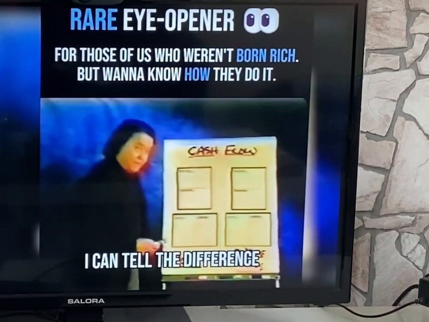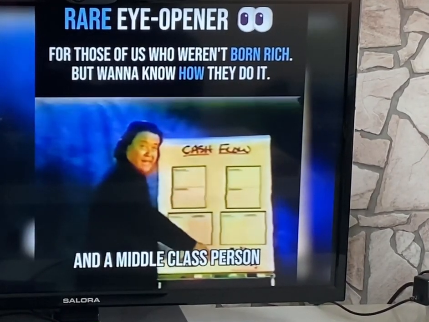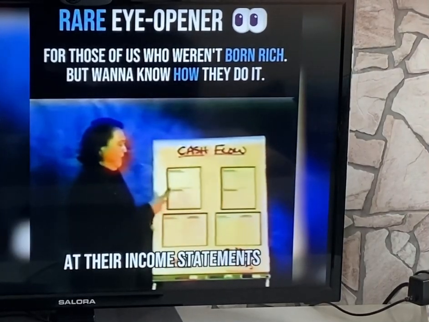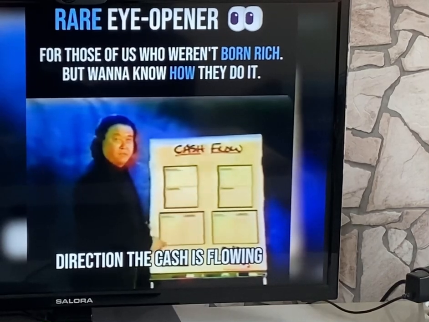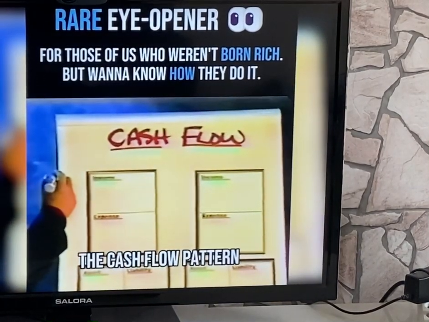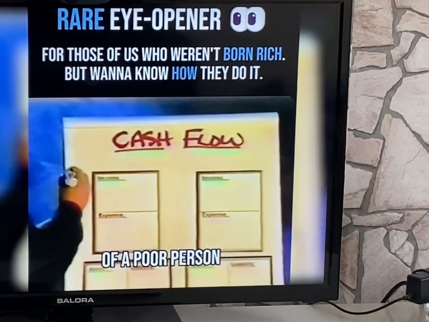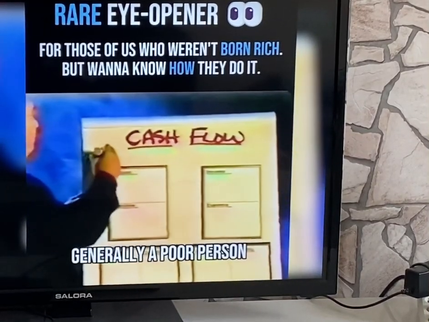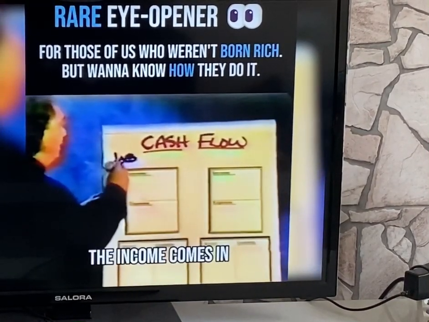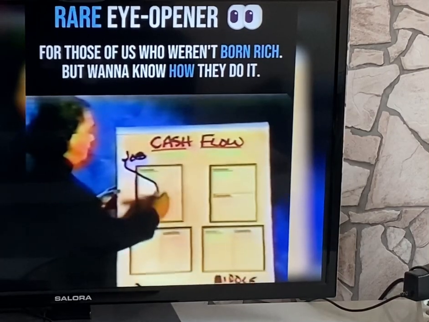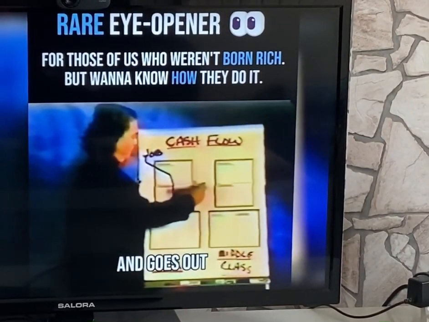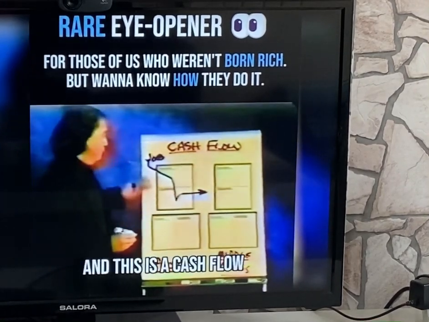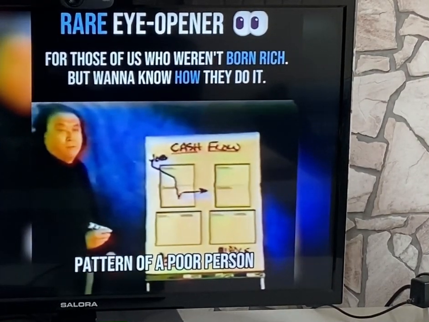So the most important thing about being financially literate is understanding a thing called cash flow. I can tell the difference between a poor person and a middle-class person by simply looking at their income statements and balance sheets and figuring out which direction the cash is flowing. So I will show you the cash flow pattern of a poor person. Generally, a poor person, all they have is a job. The income comes in from the job, goes down, they pay their rent, clothing, a little food, and goes out the expense column. And this is the cash flow pattern of a poor person.